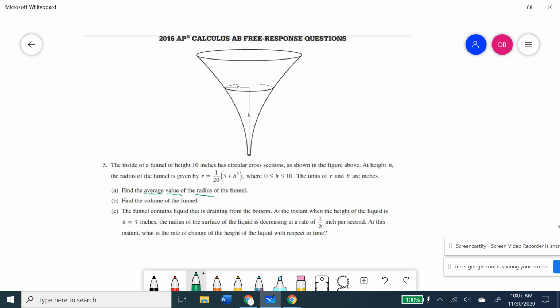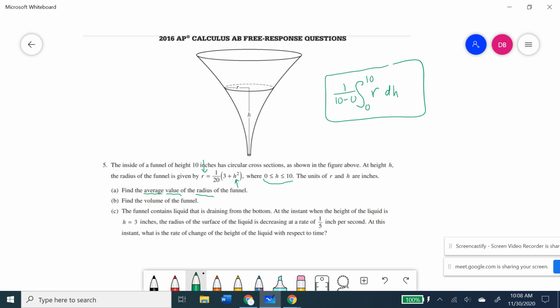With average value of the radius, and you're given the equation of the radius, that means you're going to integrate that radius function. And the radius is given with respect to h, and you're finding the average value of the radius when you know that h goes from 0 to 10. So we're taking small increments of h, and then average value says go from a to b, but divide by b minus a. Know that you are allowed to write your integral this way because they did name it as r.